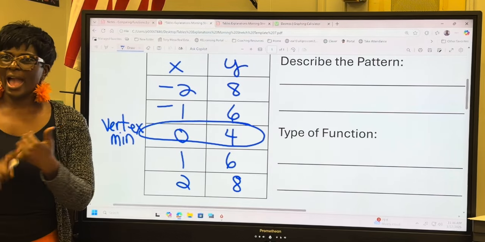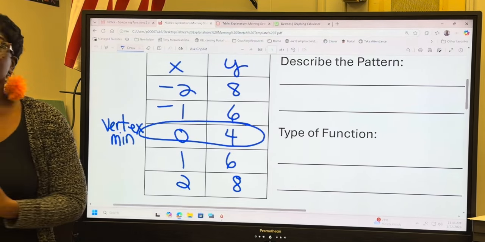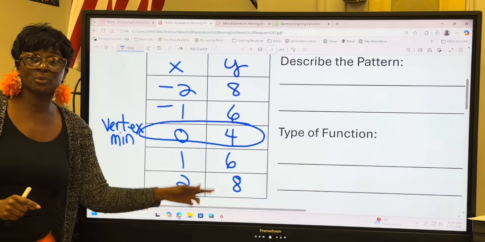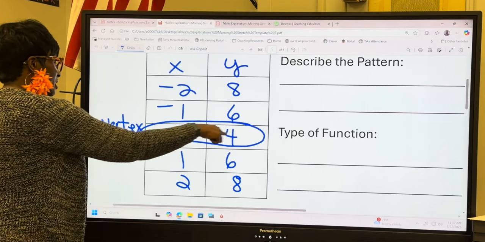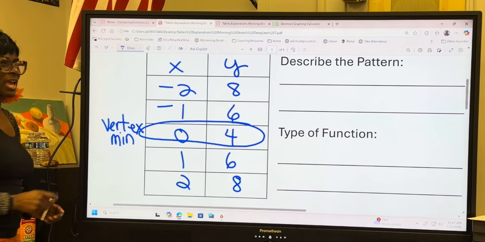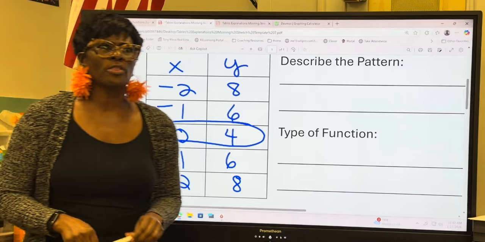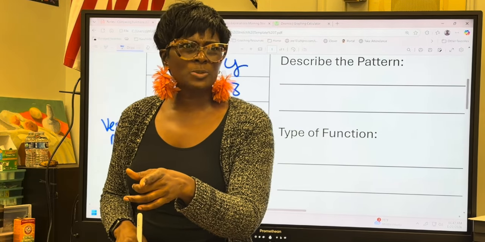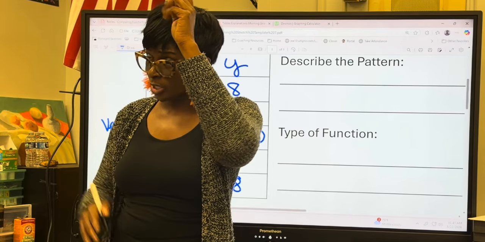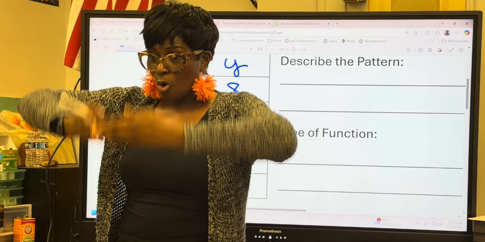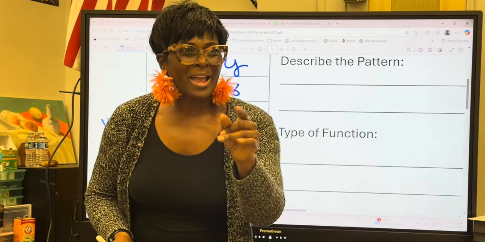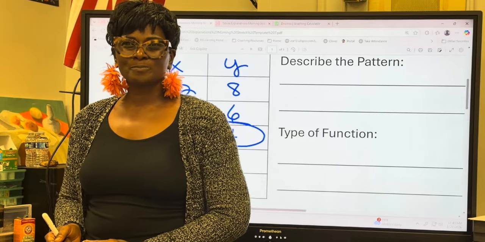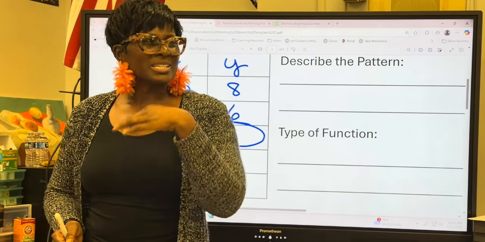All right, now, looking at this, I think it's either absolute value or quadratic because of the decrease and then the what? Increase. And what is this? This is our what? Vertex. And where does the vertex fall on the V? The lowest point. It's at the lowest point or the highest point, depending on what it's doing. If it's doing this, right? Or if it's doing this, right? But where does the vertex sit? In the middle. It's in the middle.